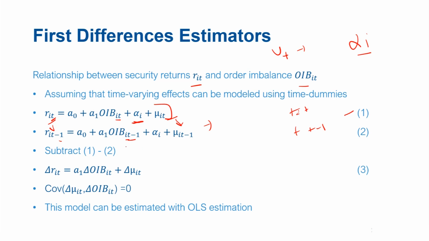Let us subtract 2 from 1 and we get the resulting terms. This delta R i,t is nothing but the difference of these two returns. The alpha i cancels out, and we keep the alpha naught. The second term is delta OIB i,t and the difference in error. As long as the covariance or correlation between delta mu i,t and delta OIB i,t equals 0, the model can be estimated with OLS and the estimates of alpha would be consistent.